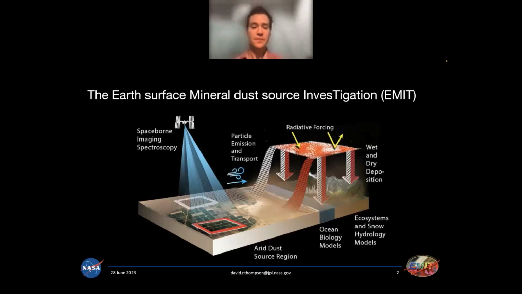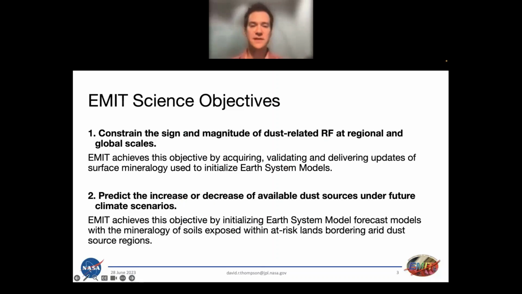In addition to looking at these mineral dust forming areas, we'll also be looking at the adjacent lands. As you see here in this cartoon, we're looking at lands like agricultural fields or wildlands that are not desert, not dust forming now, but could become desertified in future climate scenarios. By understanding the mineralogy of these regions, we'll better understand the feedbacks that the mineral dust source could have on the Earth system if they become desertified later. So this will also provide more information to the climate models to better predict the course of the mineral dust activity in future climate. Okay, so what are EMIT's science objectives?